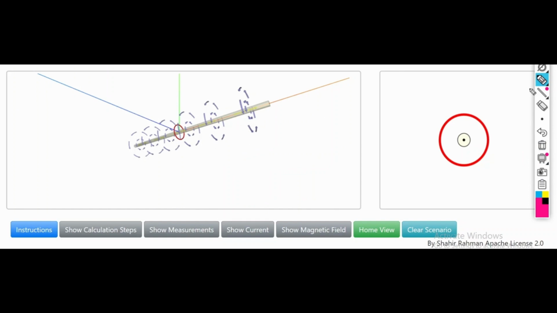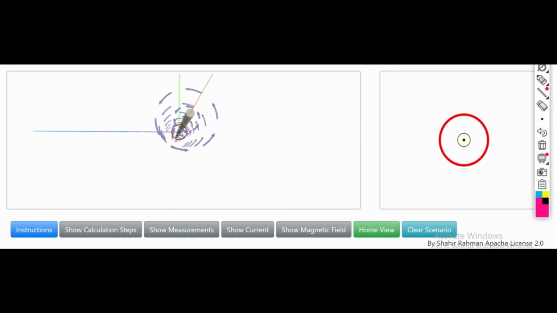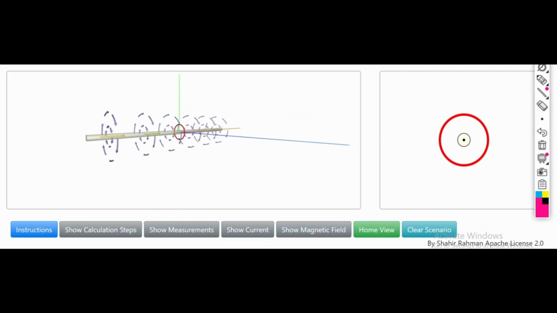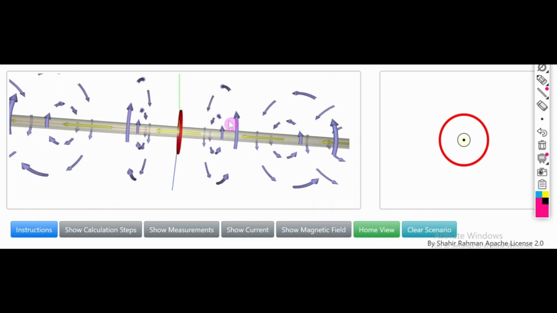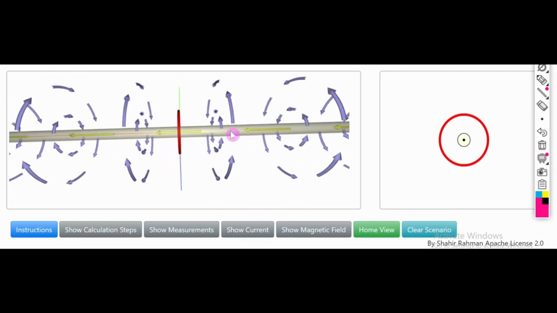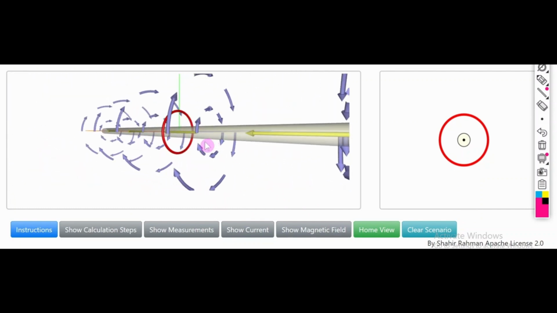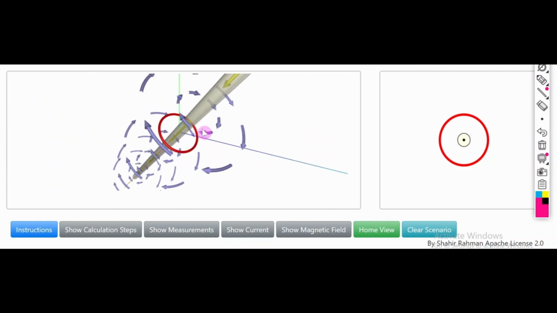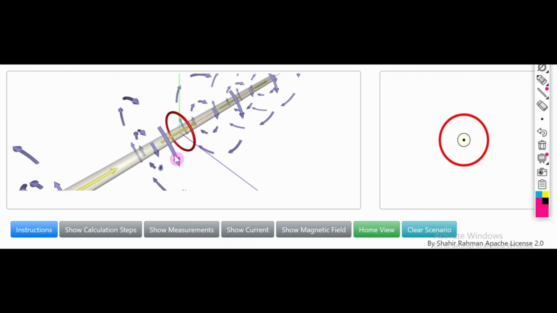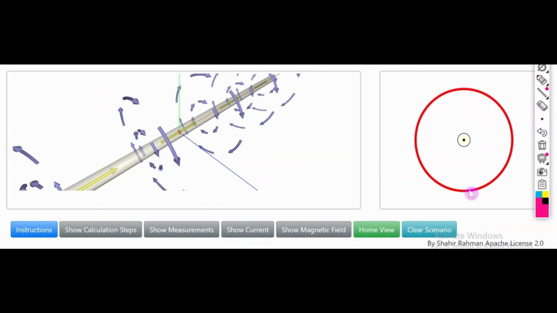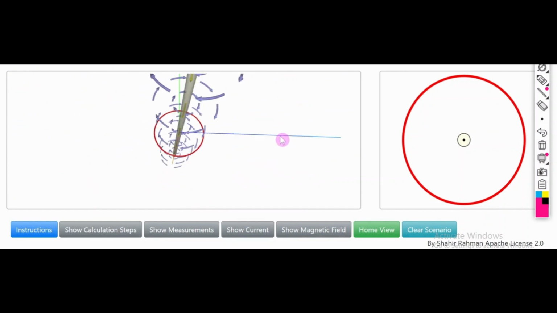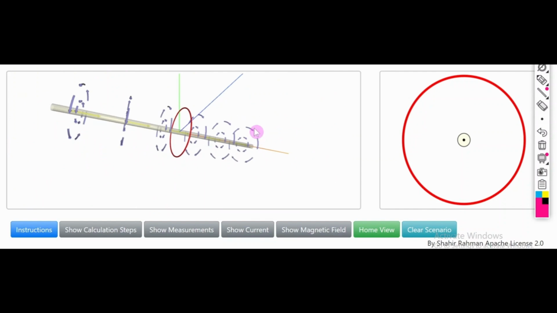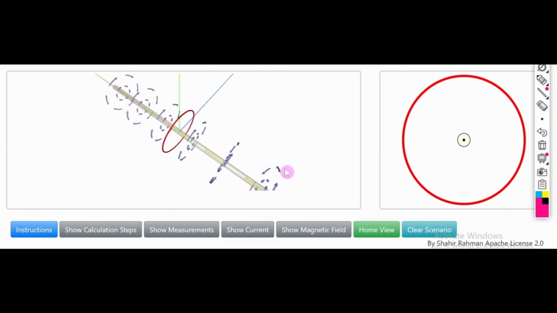This was the concept of the Amperian loop, and here this Amperian loop is actually an imaginary circle in the magnetic field around the conductor. Okay, we can take this imaginary circle of different radius. So here I can increase the radius. So this is the radius.